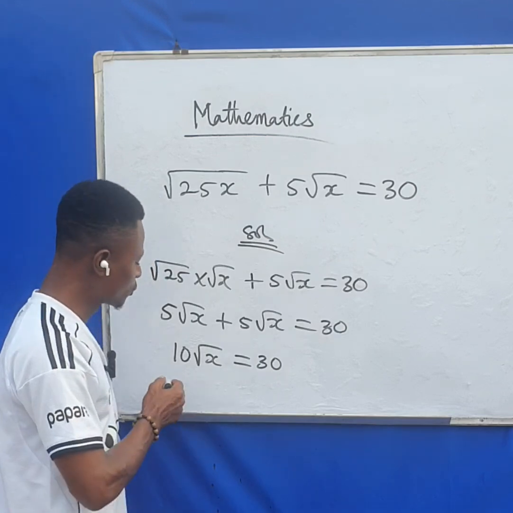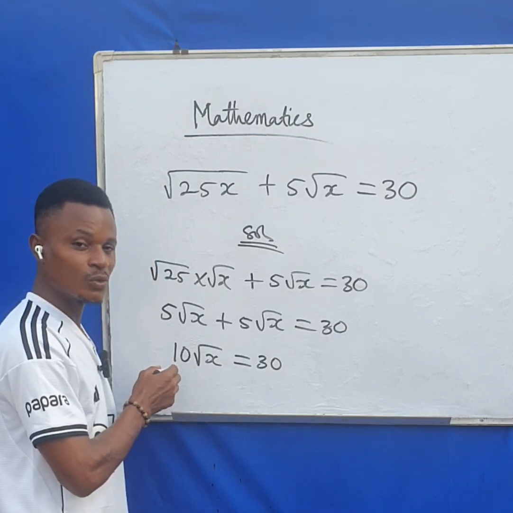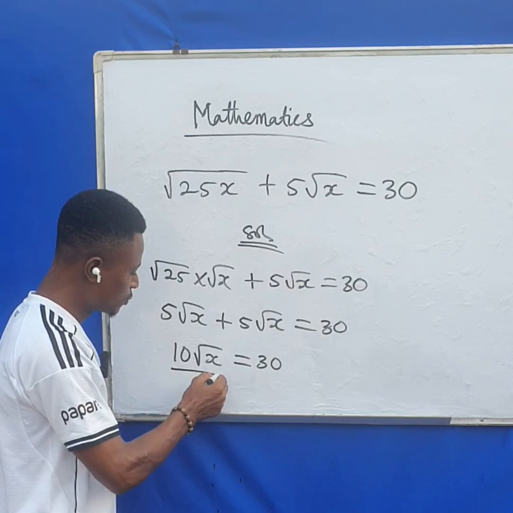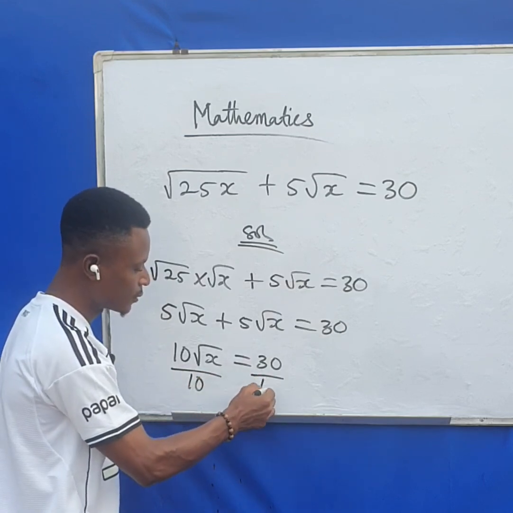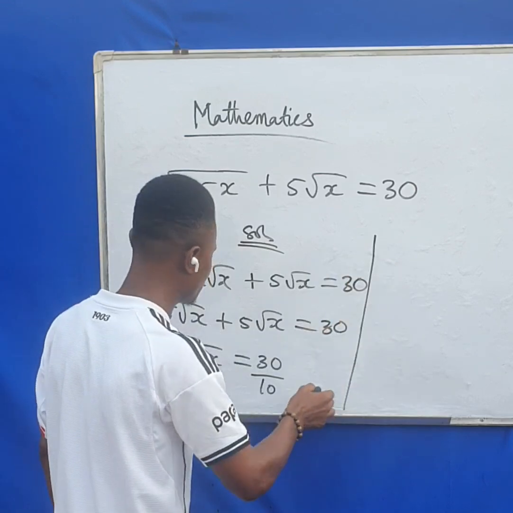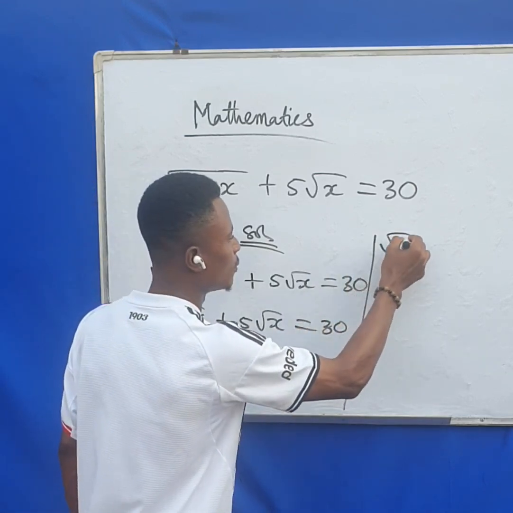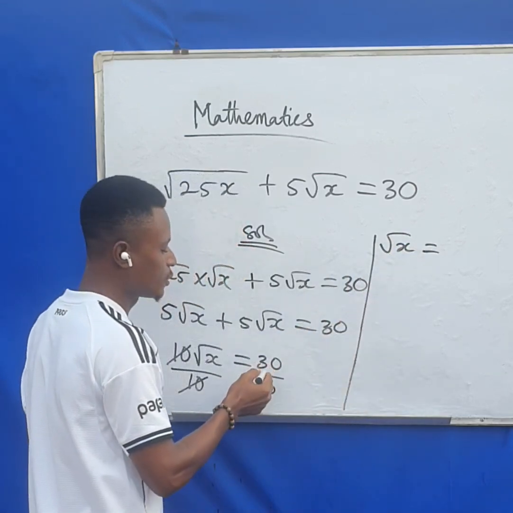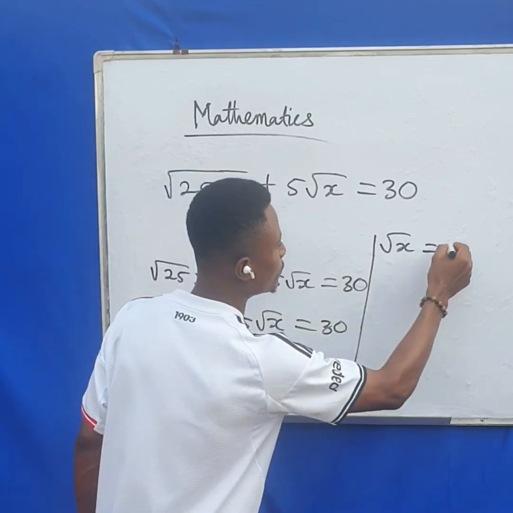The next thing to do is to get rid of this 10 here by dividing both sides by 10. So divide this by 10 and divide this by 10. 10 here will cancel 10. And we have square root of x equal to 30 divided by 10, that will give us 3.